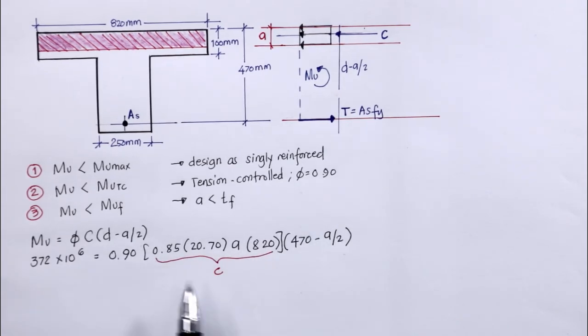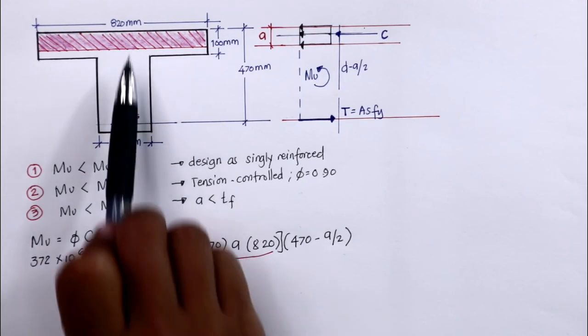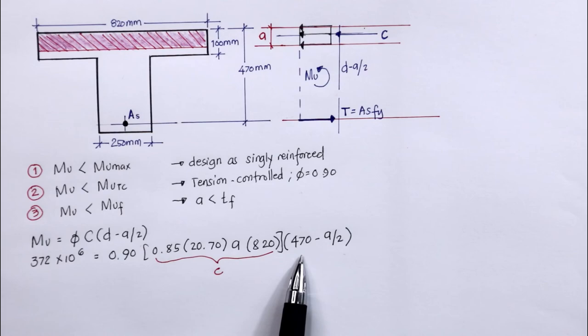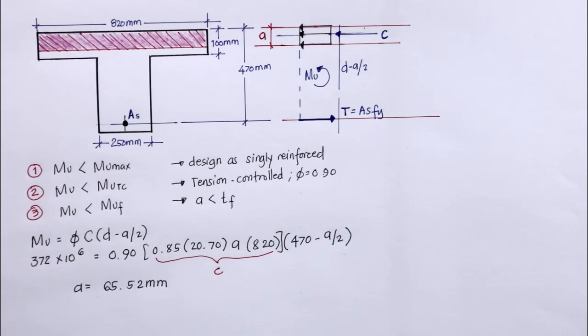The value of C is equal to 0.85, f'c 20.70, a unknown, times b, 820 kasi ito yung under compression, multiplied by d 470 minus a over 2. At ang value lang na unknown sa equation na to is yung value ng a. Using Shipsolve para mas mabilis yung computation, the value of a is 65.52 millimeter.